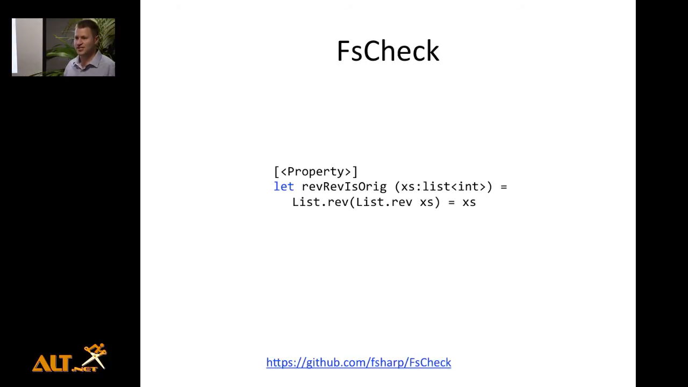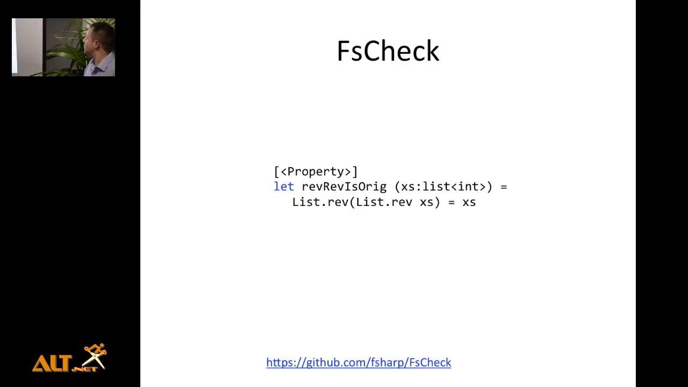So one of the weapons that we're starting to deploy is a thing called FsCheck. Have some of you heard of QuickCheck from the Haskell world? So it's sort of a way of turning your test inside out a little bit. So really what you do in the FsCheck case is you declare a property of your code.